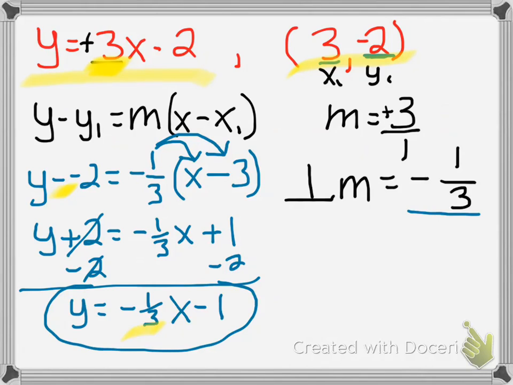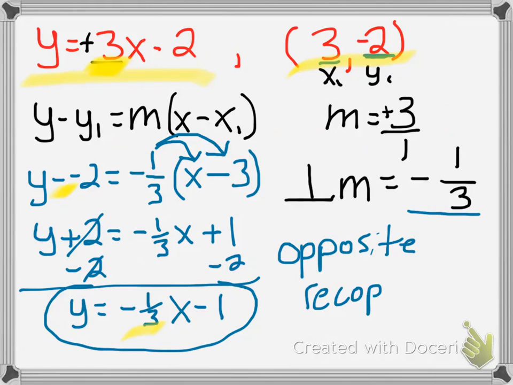Now, they call that opposite reciprocal. If you reciprocate a fraction, you're just flipping it. 3 over 1 is 1/3. Opposite sign, flip the sign. Just change the sign. If it's positive, it's negative. If it's negative, it's positive.